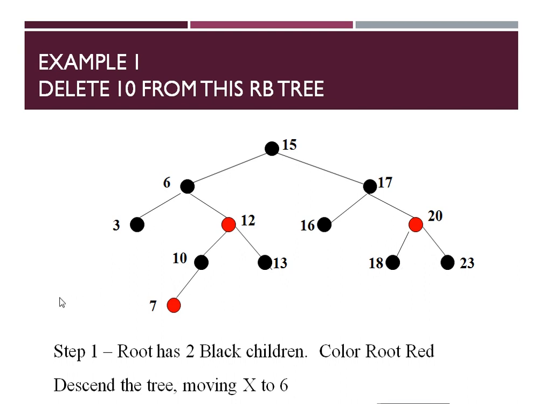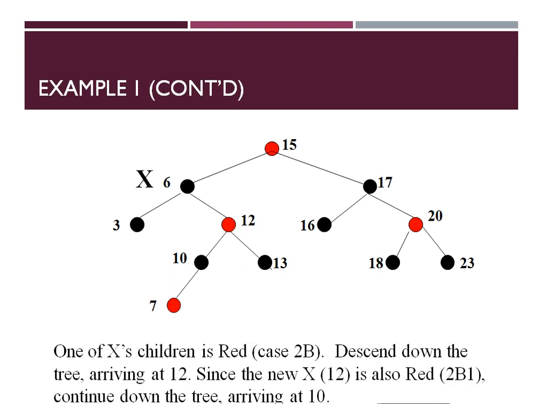Now step number 2, where the root has 2 black children, then you need to color the root as red and descend the tree moving X to 6, right? So here we encounter that, okay, it is satisfying the BST property, but what about coloring? It is colored as black. So root and children cannot have the same color, right? So here we need to change the color of 6, as well as change this color to red, and then move down to the next level.